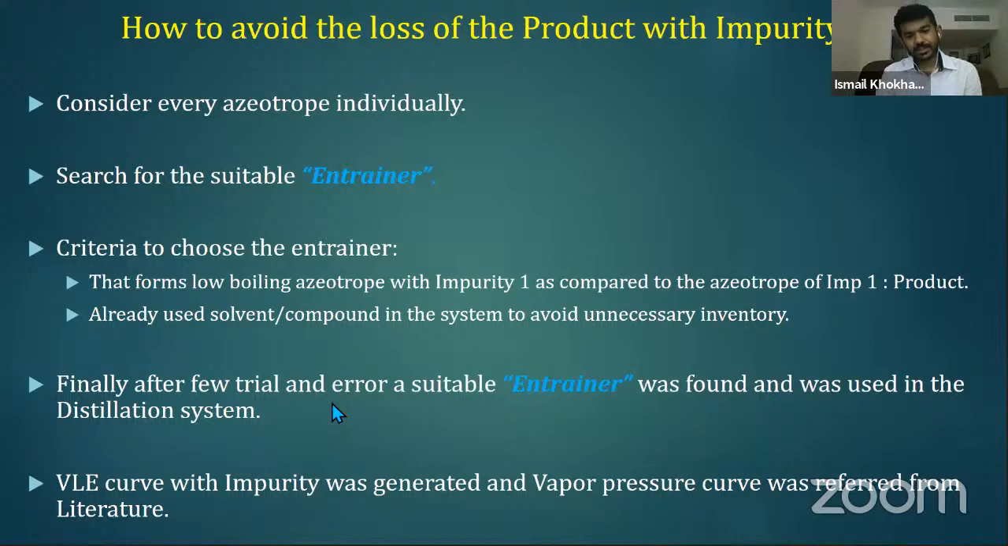So based on that, a series of trial and error distillations was done with different solvents, and a suitable entrainer was found, and we tried it in the distillation column. The VLE curve with the impurity was generated, as I told you, and for the vapor pressure curve we had the data. Based on this new entrainer, the interaction of the entrainer with the impurity was generated, and since the entrainer was a common compound, the vapor pressure curve was taken from the literature.